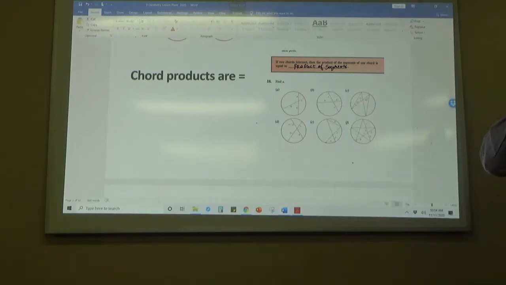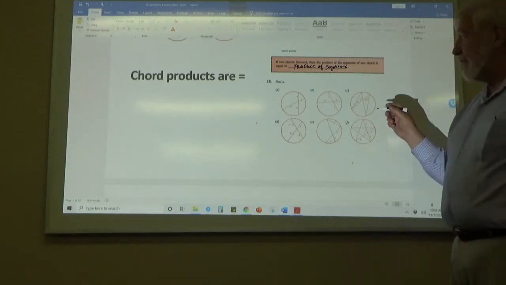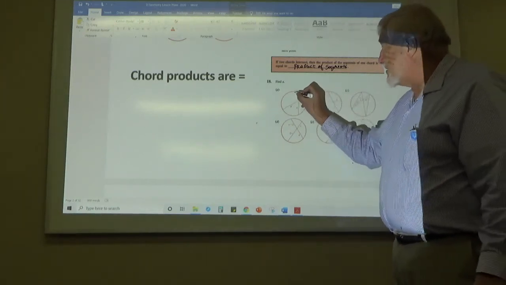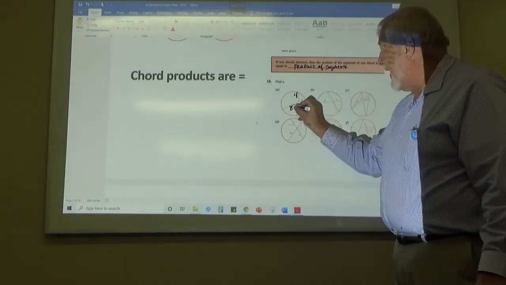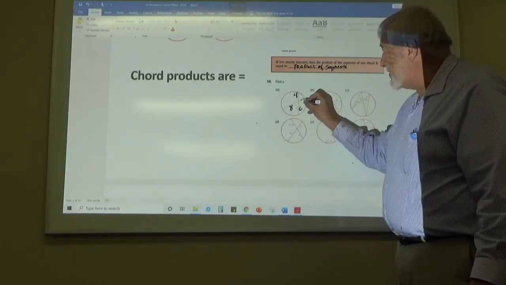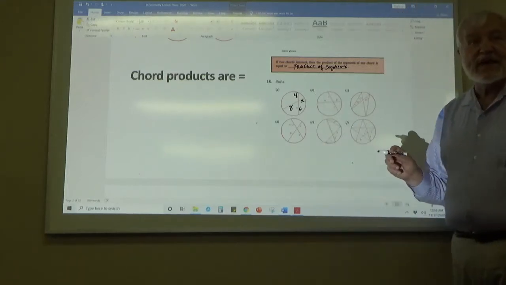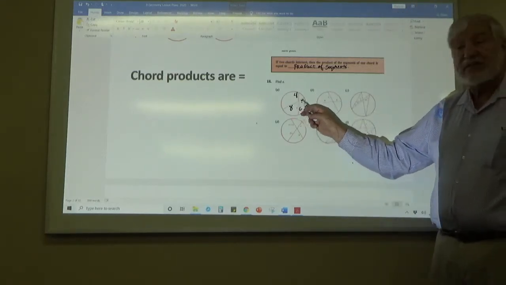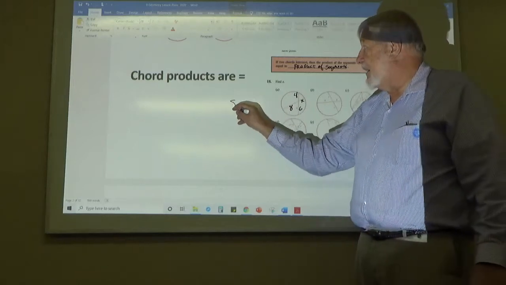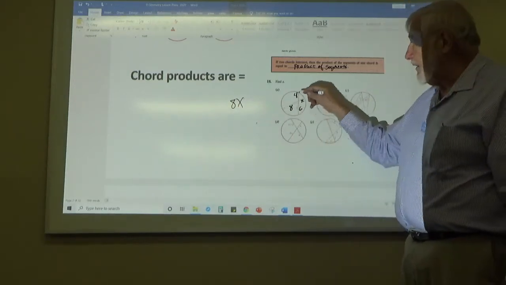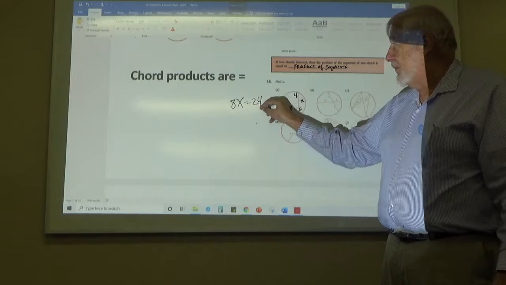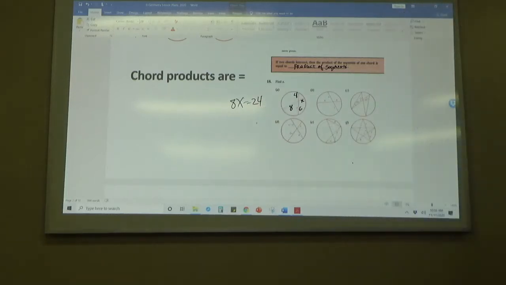All right, so what's product mean? What's product? Come on, folks. Multiply. Product means multiply. Okay, so this says 4, 8, 6, and x. What it says is the product of these two segments, 8 times x, is equal to the product of those two segments, 24. So what is x? 3.